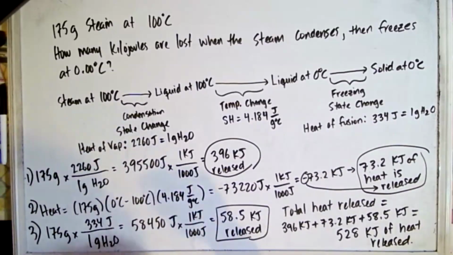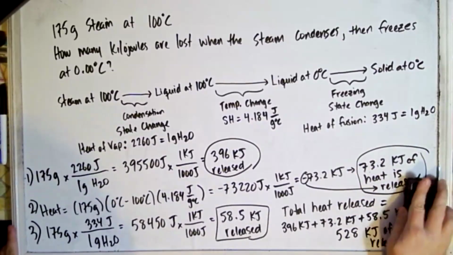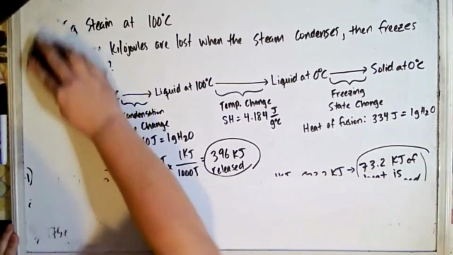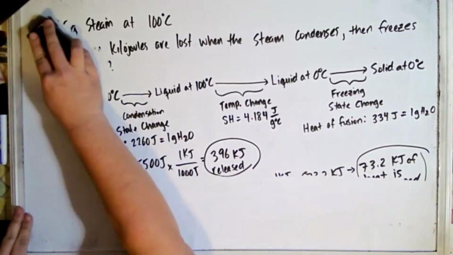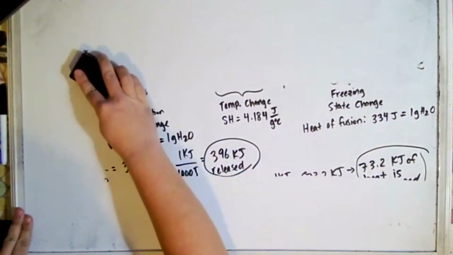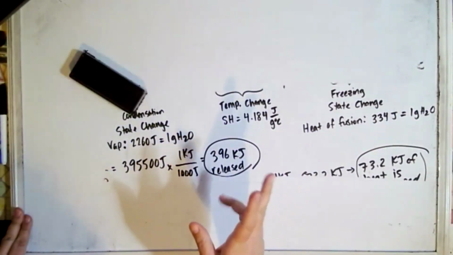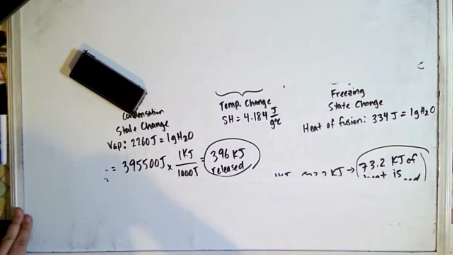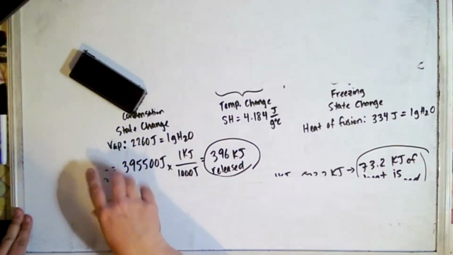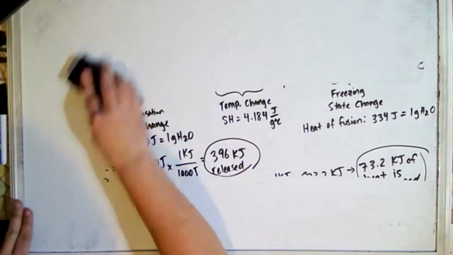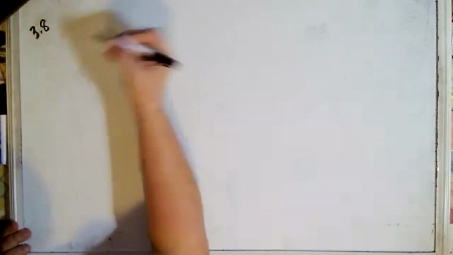Okay, so next question. In a sauna, 122 grams of water is converted to steam at 100 degrees Celsius. How many kilojoules of heat are needed? So this is, again, vaporization because we're going from grams of water, liquid water, into steam at 100 degrees Celsius. So we're going to need our heat of vaporization value. This is sample problem 3.8.